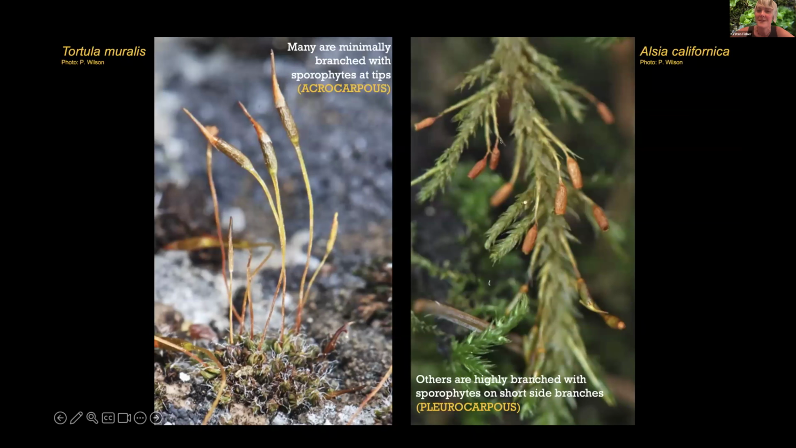There's another growth form, and you can see that really nicely here on this guy. This is an Alsia, not a Dendroalsia, but they're close. On these guys, the sporophytes are actually borne on these little side branches of the main branch. So instead of being at the tip of the branch, they're on these little short side branches instead, which doesn't seem like a big deal, but it's actually kind of a diagnostic thing for mosses. And we call these pleurocarpous mosses when they grow in that form.